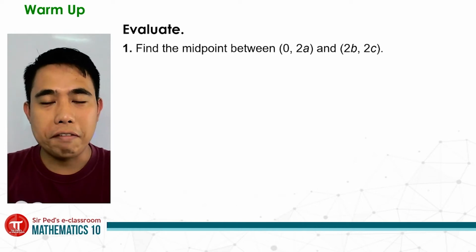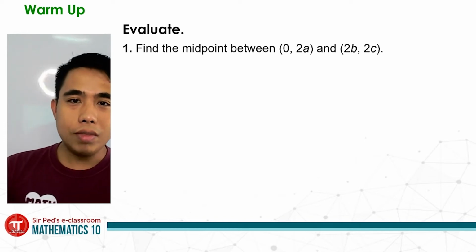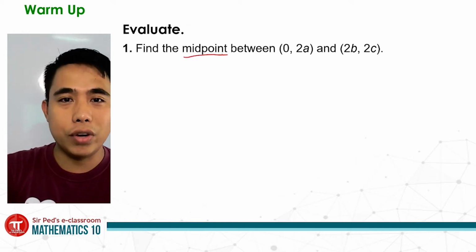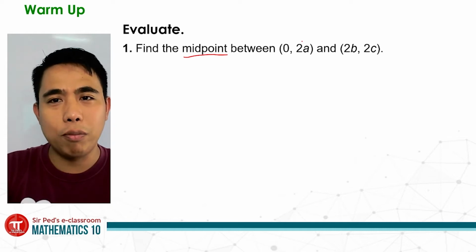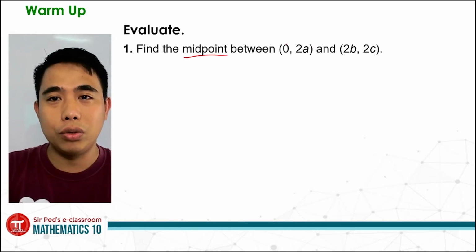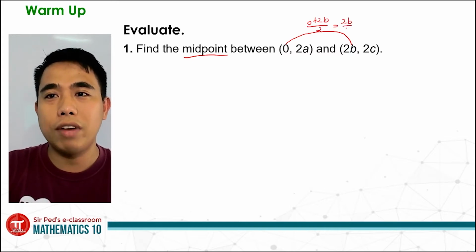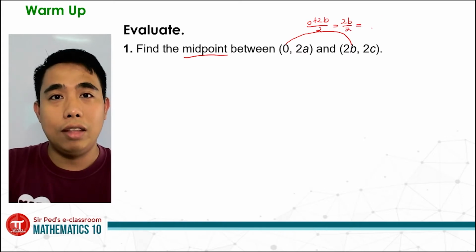So number one, find the midpoint between (0, 2a) and (2b, 2c). Let us recall how to get the midpoint. Let's get the x-coordinate first. We add the x-coordinates of the two endpoints, 0 plus 2b, divided by 2. So that will be 2b divided by 2, which is equal to b.